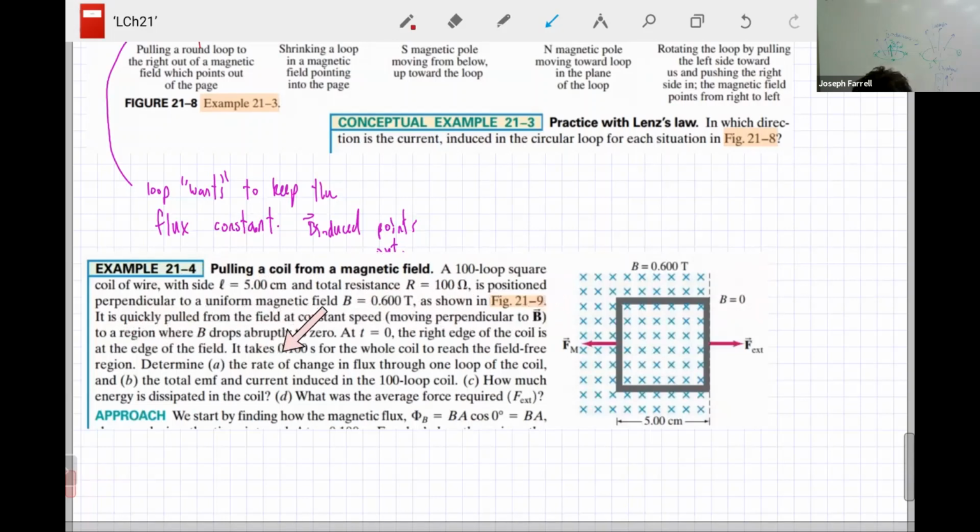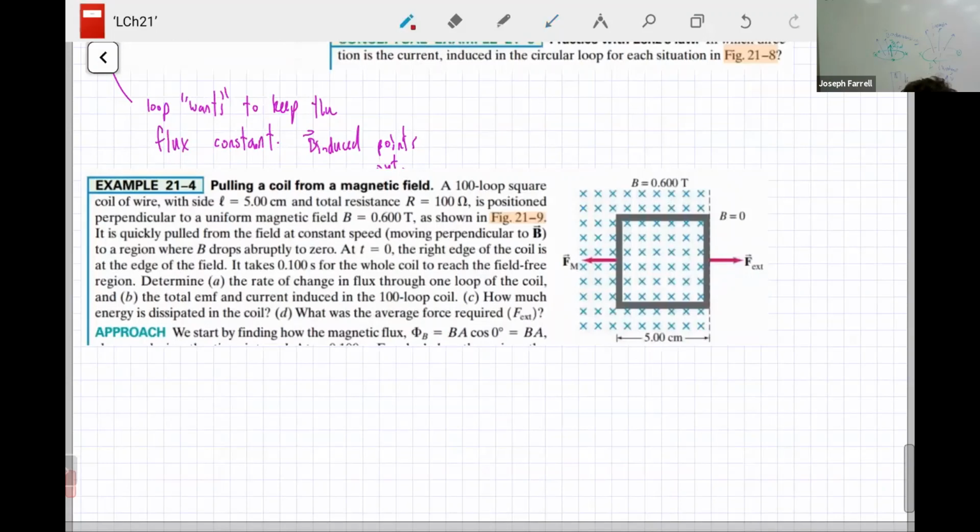It takes 0.1 seconds for the whole coil to reach the field-free region. Determine A, the rate of change of flux through one loop of the coil, and B, the total EMF and current produced, how much energy is dissipated in the coil, and what is the average force required.